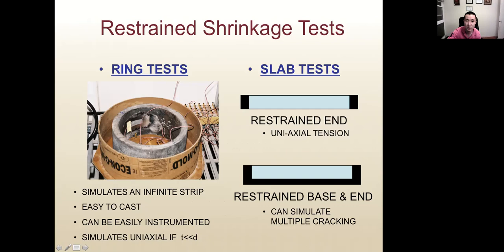Here shows a test called the ring test, which simulates restrained shrinkage. We can cast the concrete in the ring, and we can measure the shrinkage stress and when the concrete will crack. It simulates the infinite strip because, in the ring, the concrete will be restrained by itself.